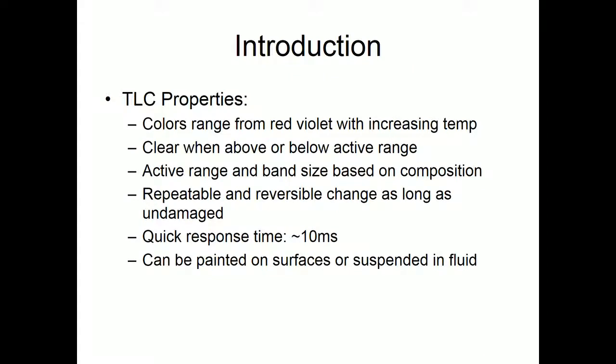So, the TLCs, the color changes from red to violet with increasing temperature. Some of the properties: clear when it is above and below a certain active range. So, these TLCs have active ranges. If your temperature is too high, it will blank out. If your temperature is too low, it will blank out. So, only over a certain range, that range could be 20 degrees Celsius, could be 30, could be 40, that is where it changes its color from red to violet with increasing temperature. There is an active range and band range depending on the composition.